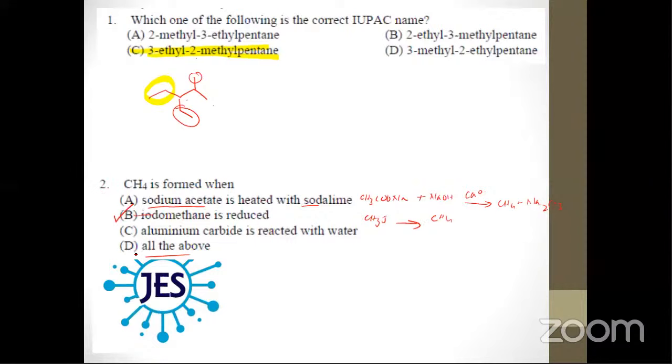Aluminum carbide is reacted with water. Aluminum carbide Al4C3 reacts with water to give you what set of products? One of you, come on. Hydrolysis, you get methane plus aluminum hydroxide. This is the reaction. So the first reaction is also correct. The second reaction is also correct. So is the third reaction. So our correct answer becomes option D.